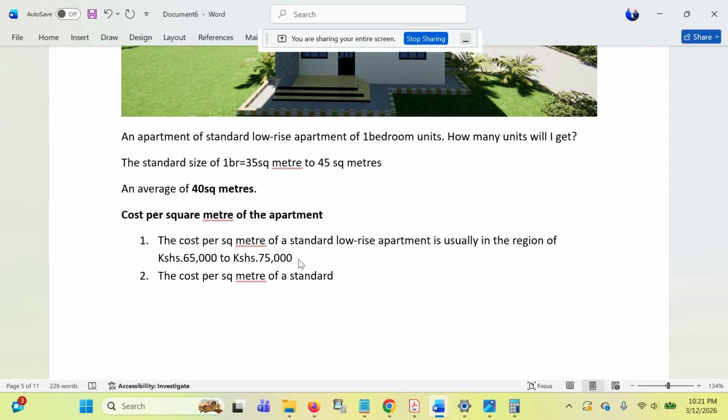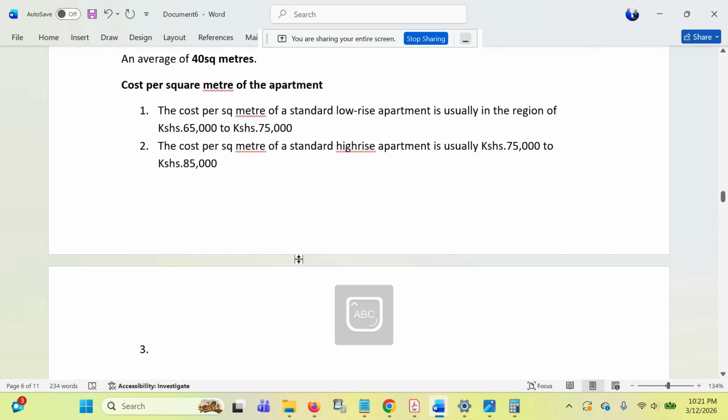Okay. Now, note this one. Number two, the cost per square meter of a standard high-rise apartment is usually Kenya shillings 75,000 to Kenya shillings 85,000.